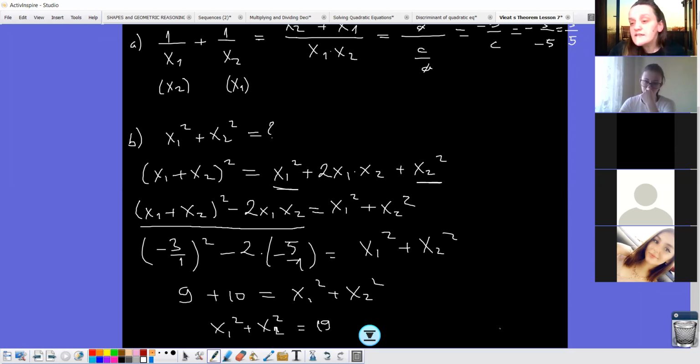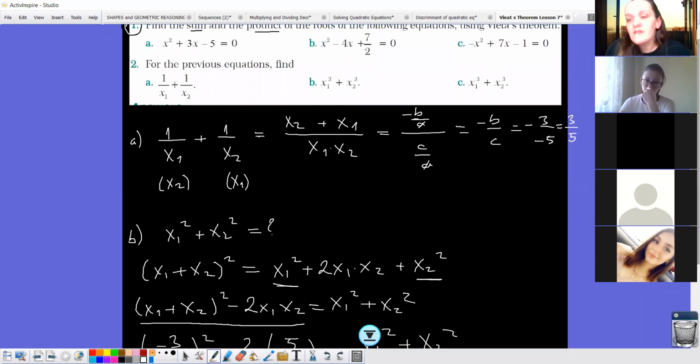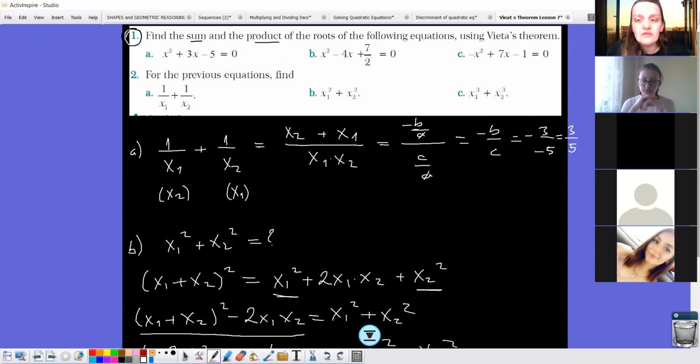Now, I gave you a hint for A and B. The hardest one is yours right now, the C, x1 plus x2 cubed. What will you do if I ask you this one in the exam? And I know that I will ask one day. So what will you do when you see this question? Use what you know, what you can use.